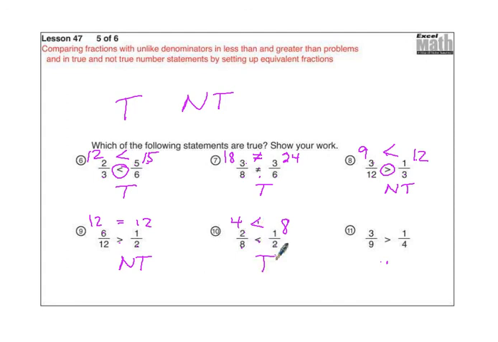That's true. 9 times 1 is 9. 4 times 3 is 12. 12 is bigger than 9. I see the same symbol there, and so I put that it's true.